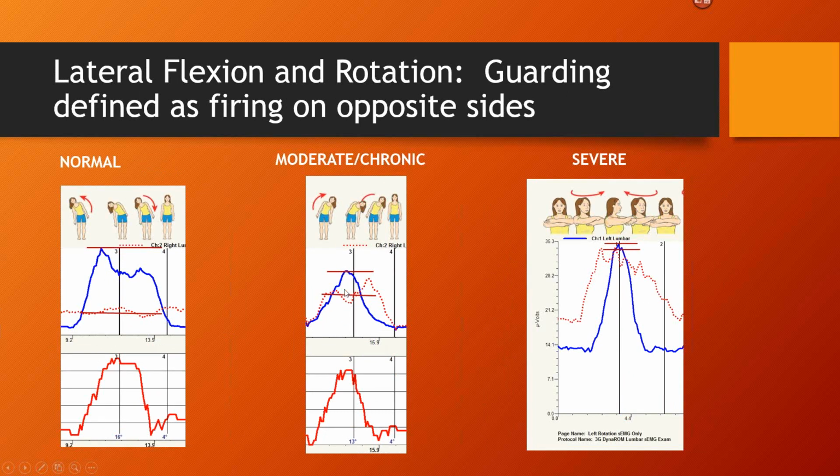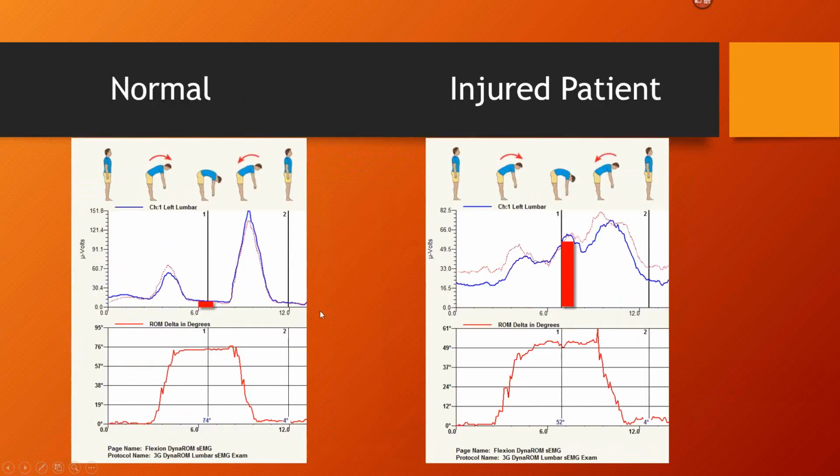Moderate, it fires about halfway. You can see how both fire, but there's not a great amount of space. Acute, both sides fire simultaneously. That's our lateral flexion and rotation. It's just showing an example of what we use in the courtroom, normal, injured patient. You can see the difference here side by side.